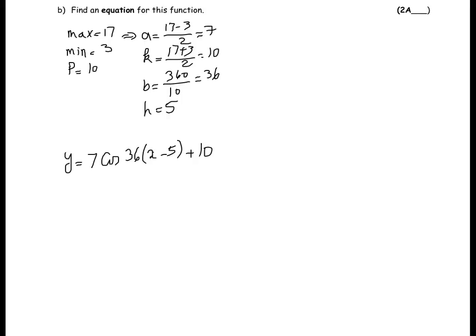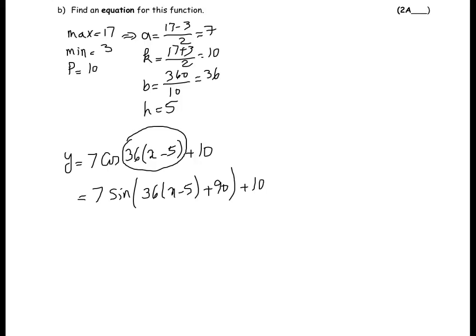Now, if we want to find the sine one too, I can write this one as 7 sine, and add 90 to the argument of the cos. So it's going to be 7 sine of 36 times x minus 5, plus 90, plus 10.